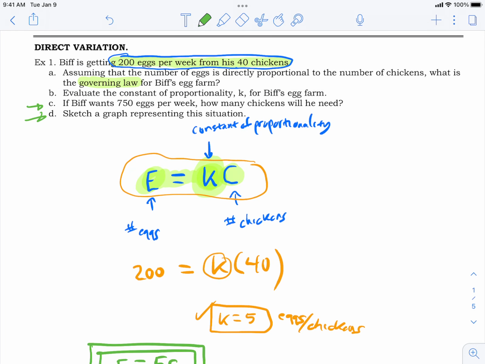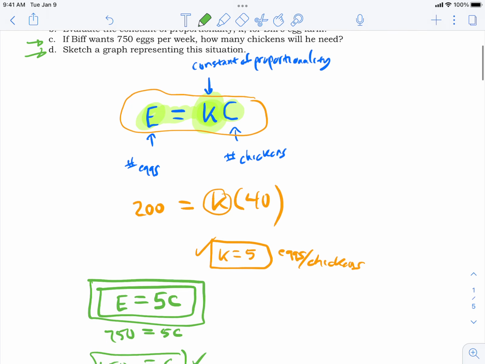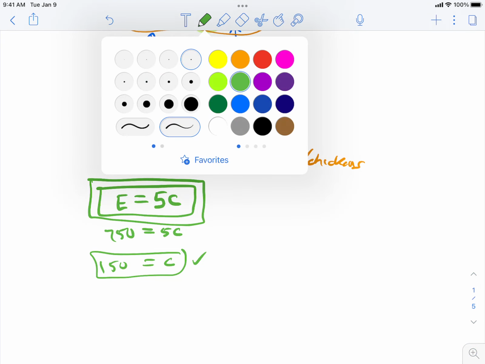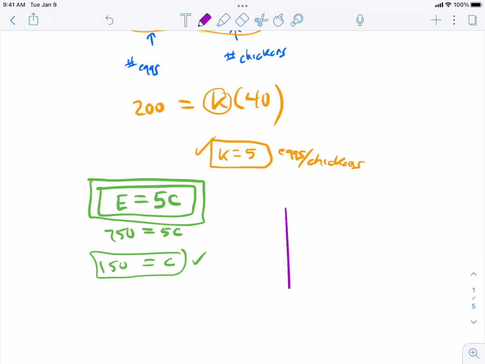This is just a sketch of a graph of this situation. Whenever we say direct proportionality, what we have going on in the background really is a straight line graph that starts at the origin and goes like this. This is a line that goes up by K over by 1. It's got a slope of K. It's actually the slope of the line. So what did we have? We had eggs along the y-axis, chickens along the x-axis. It looks like this.